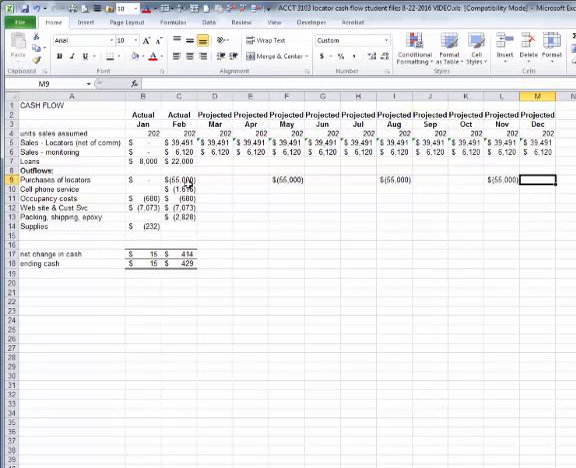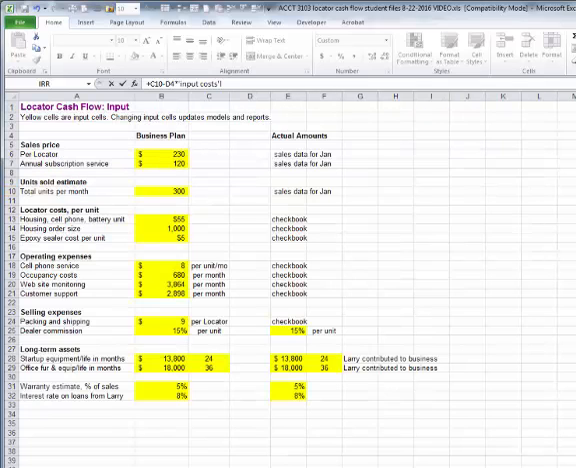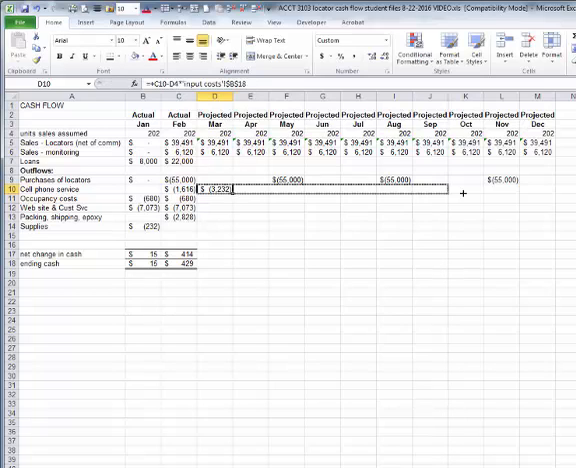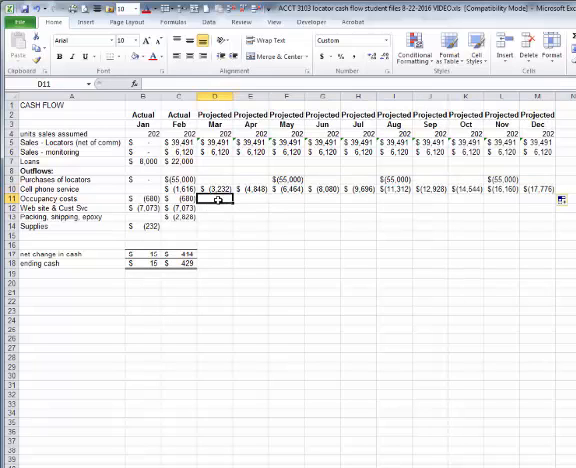Cell phone service. Now, this is $8 apiece times the locators. This was for 202. In February, it would be this plus this minus this month's, times the $8 cell phone. And let's mark down that reference. I think that will make it grow appropriately. Yeah, that looks like it's working okay.